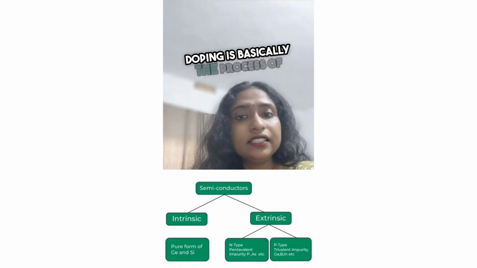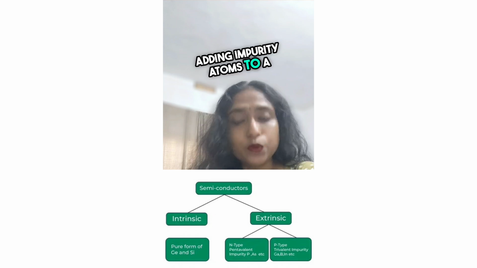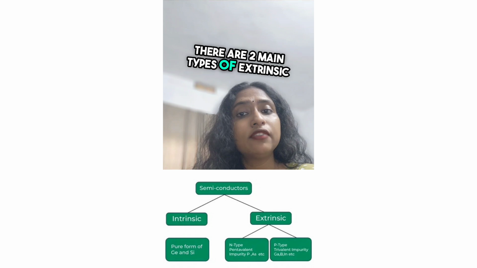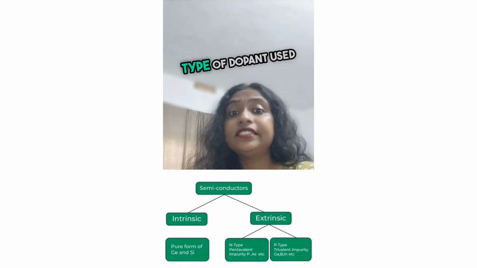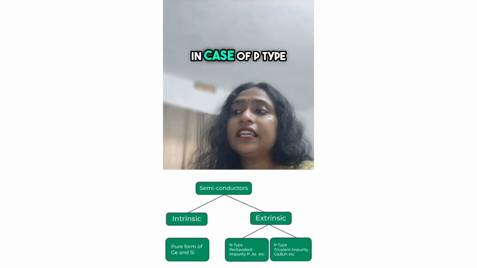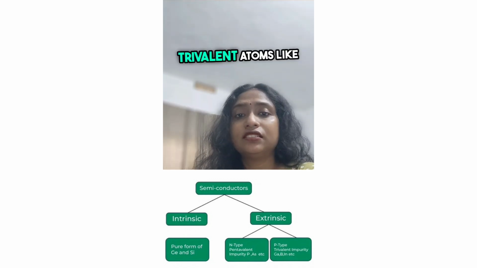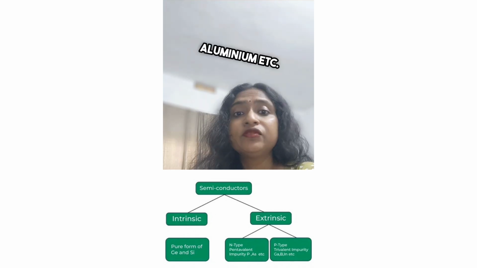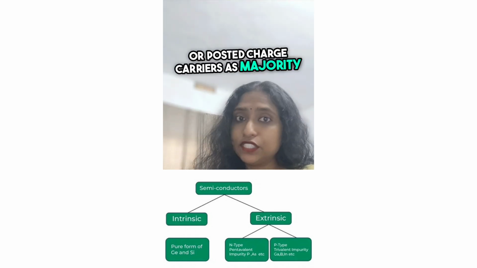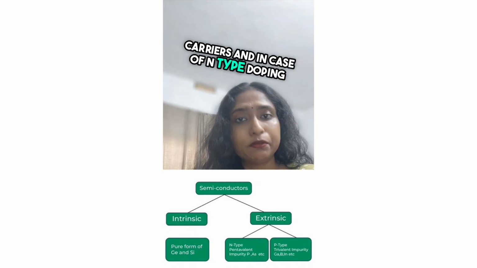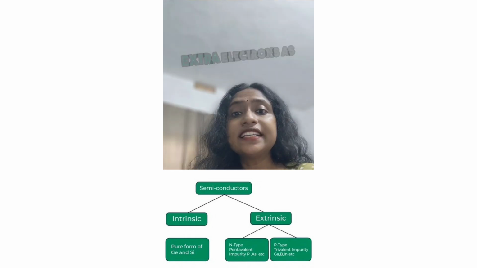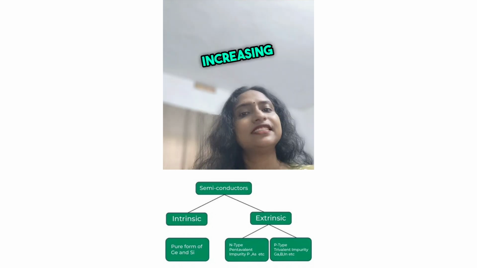Doping is basically the process of adding impurity atoms to a semiconductor to increase its conductivity. There are two main types of extrinsic semiconductors depending on the type of dopant used: N-type semiconductors and P-type semiconductors. In the case of P-type, doping with trivalent atoms like boron, aluminum, etc., creates holes or positive charge carriers as majority carriers. And in the case of N-type, doping with pentavalent atoms like phosphorus, arsenic, etc., adds extra electrons as majority carriers, increasing conductivity.